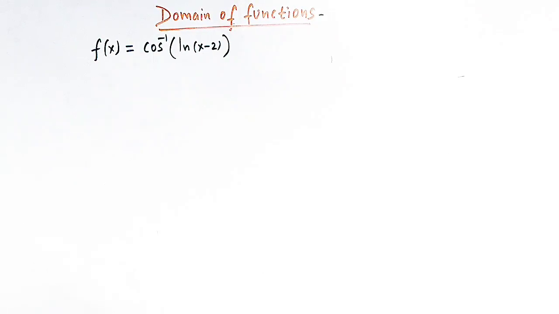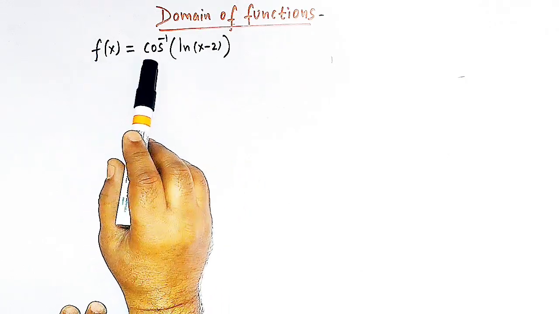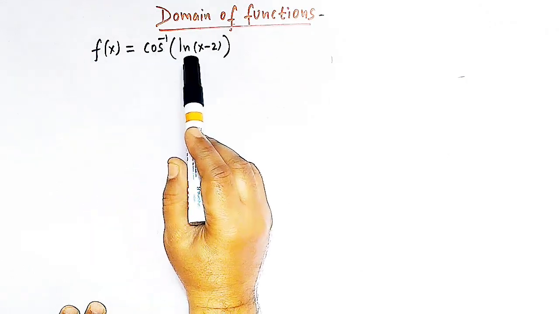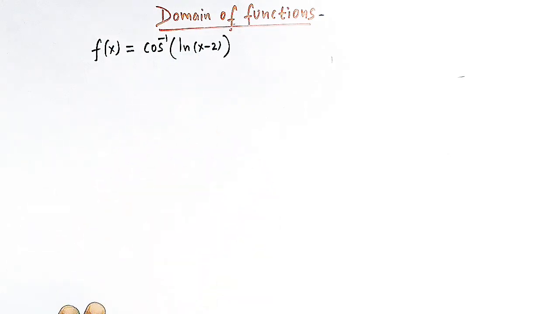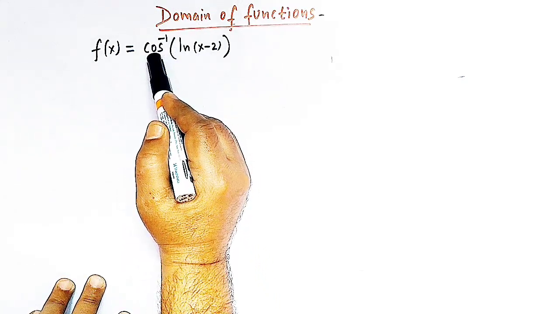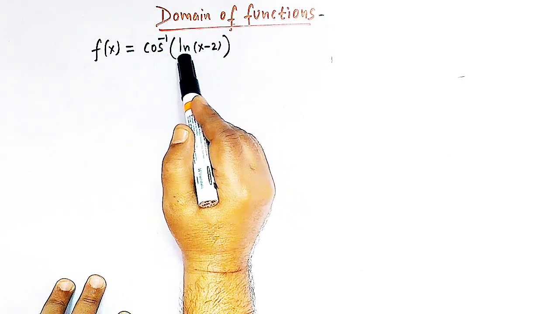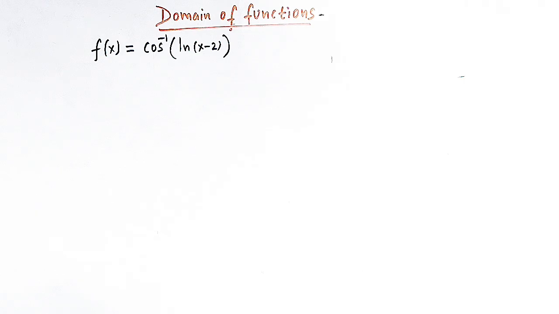Hello viewers, in today's session we are going to discuss another important problem from the domain of functions. In this session we are going to find out the domain of this function f of x is equal to cosine inverse, and here we have natural log of x minus 2, right? So here we'll try to find out the domain of this function where we have the inverse trigonometric function, that is cosine inverse, and here we have the logarithmic function.